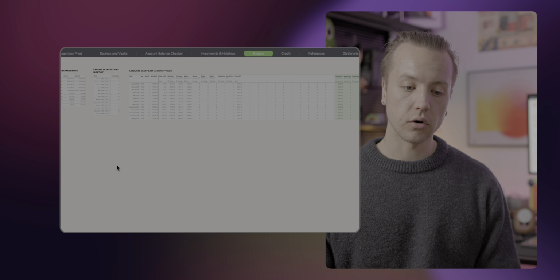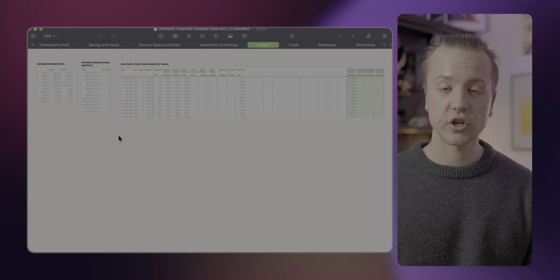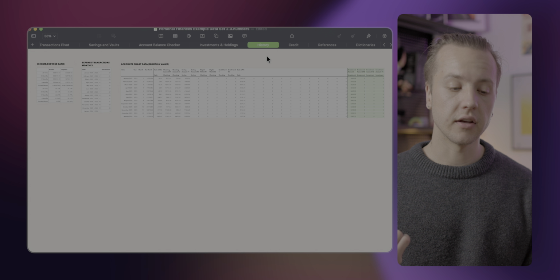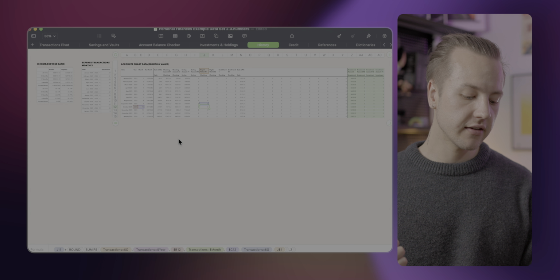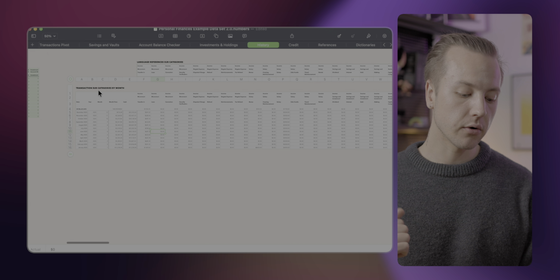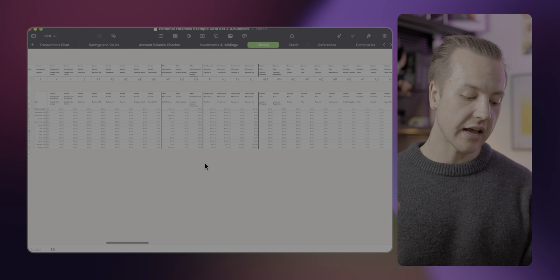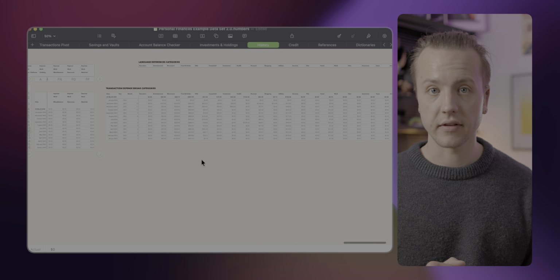Now, there is one annual task that I take, and that is making sure that I have enough rows for the upcoming year. So I have a reminder that goes off every January 1st. And I'll go to the history sheet again, and then I'll check the three tables. That is the accounts chart data table, the transactions subcategories by month table, and the transactions expense broad categories tables.